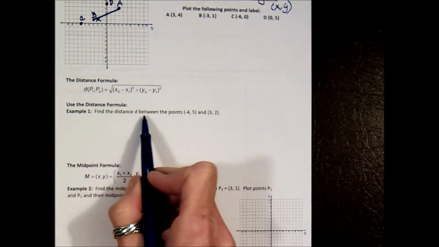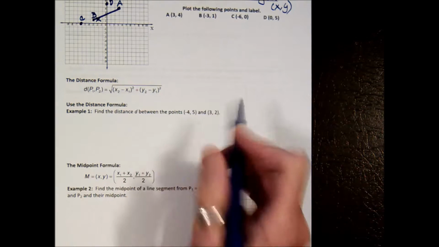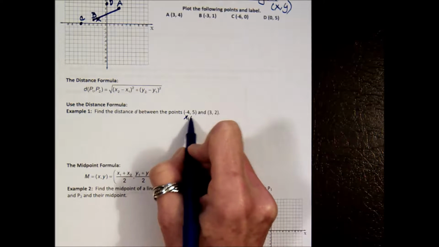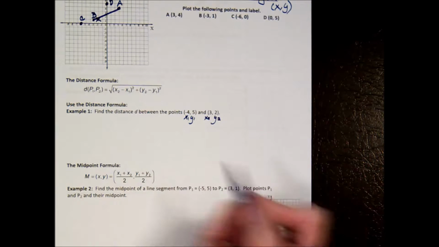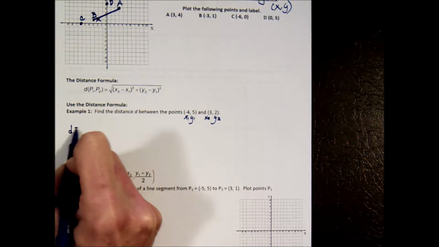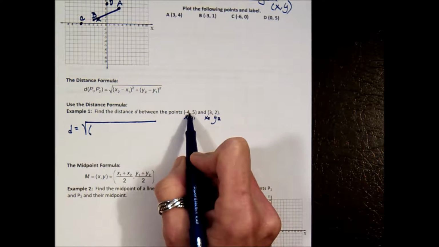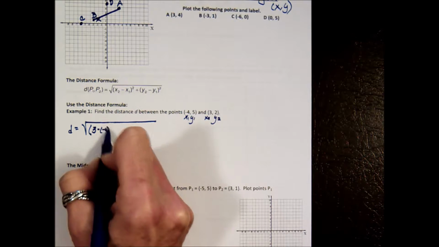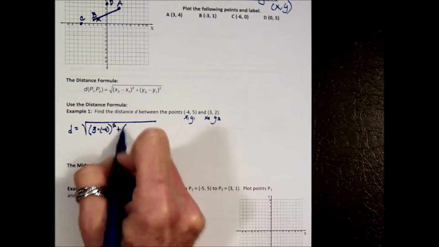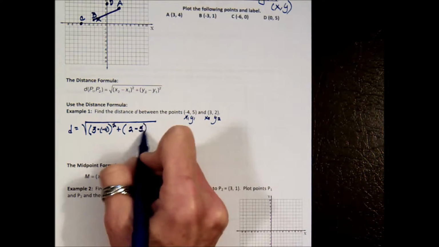So it says find the distance that we call d between the points (-4, 5) and (3, 2). So we're going to label this x1, y1, x2, y2, just like you do when you find slope. And now you just plug it in differently. So the distance formula says it's x2 minus x1, so 3 minus negative 4, and then that's squared, and we add to that y2 minus y1, 2 minus 5, squared.